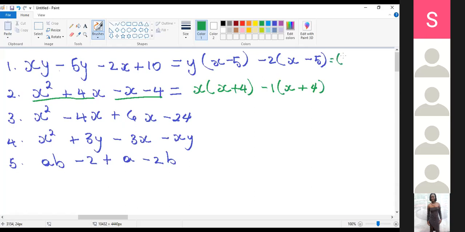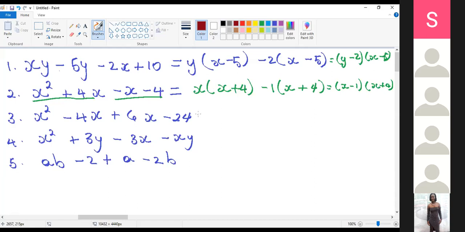Let me just write it on the side here. So you'd have for this one y minus 2 and this is x minus 5, and then for this one you'd have x minus 1 and x plus 4. All right. So we work.